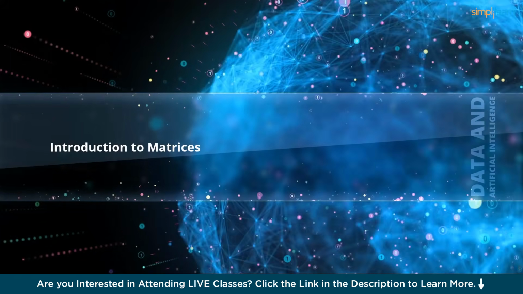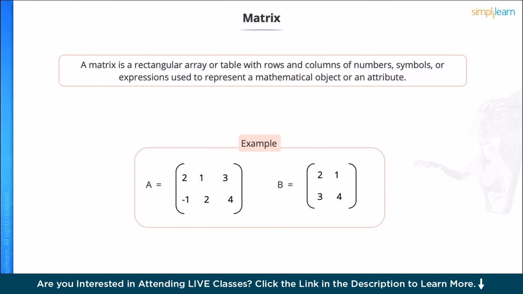Introduction to matrices. A matrix is a rectangular array or table with rows and columns of numbers, symbols, or expressions used to represent a mathematical object or an attribute. For example, here A is a matrix of 2 rows and 3 columns, as 2, 1, 3, minus 1, 2, and 4. Whereas B is a square matrix with 2 rows and 2 columns, given as 2, 1, 3, 4.